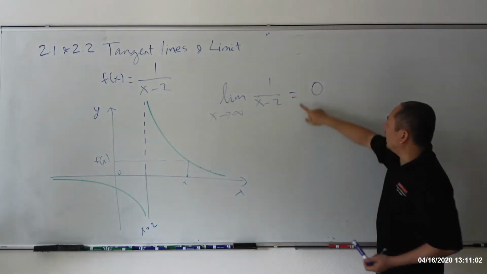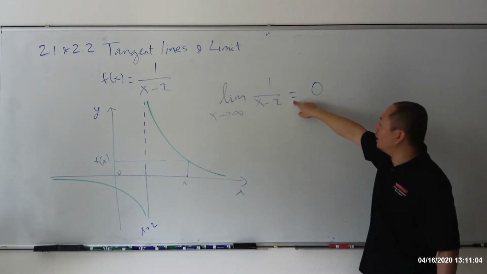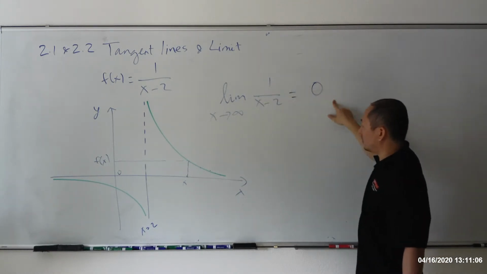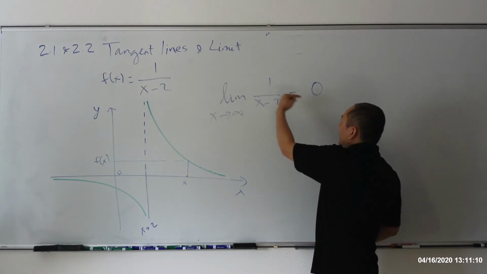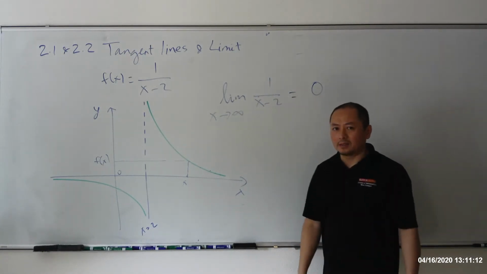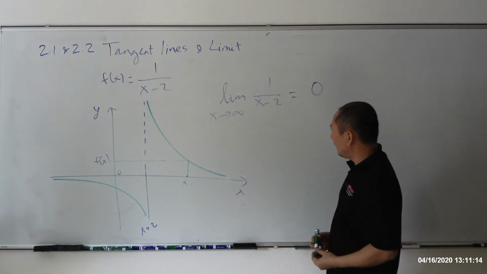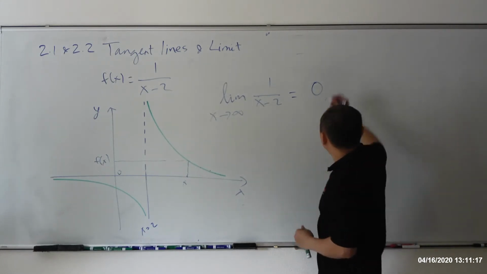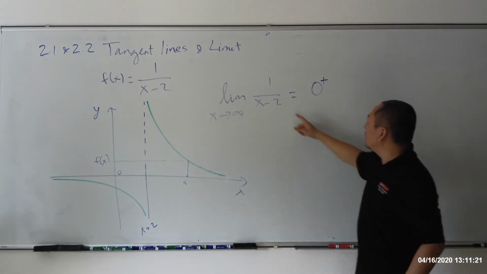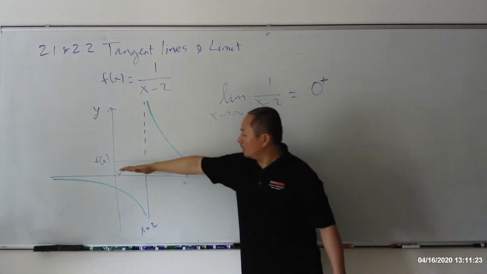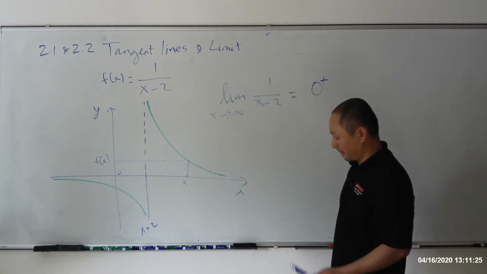Okay? And one more time, the equal sign right here doesn't mean that the function is equal to 0. All we're saying is the function is getting closer to 0. And more precisely, if you put a plus sign on top of 0, people understand what? It's approaching 0, but always a little bit above 0.